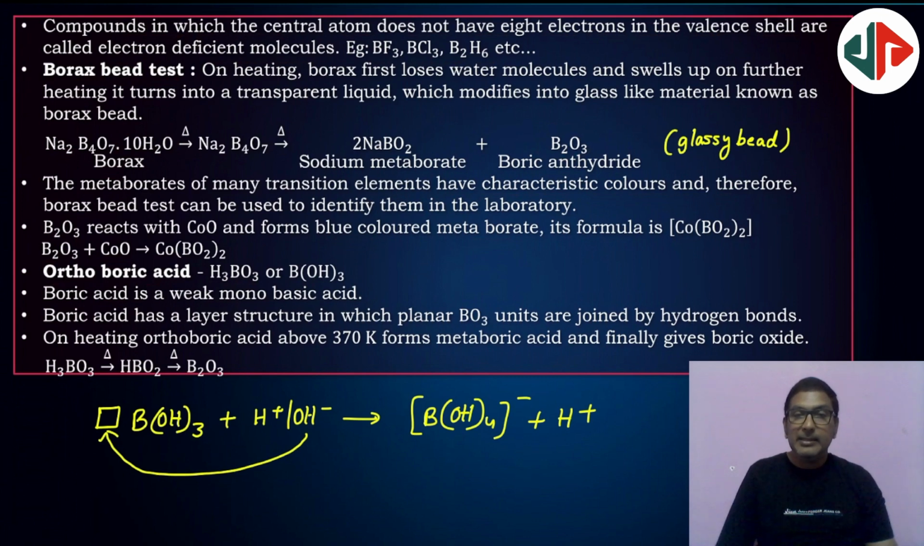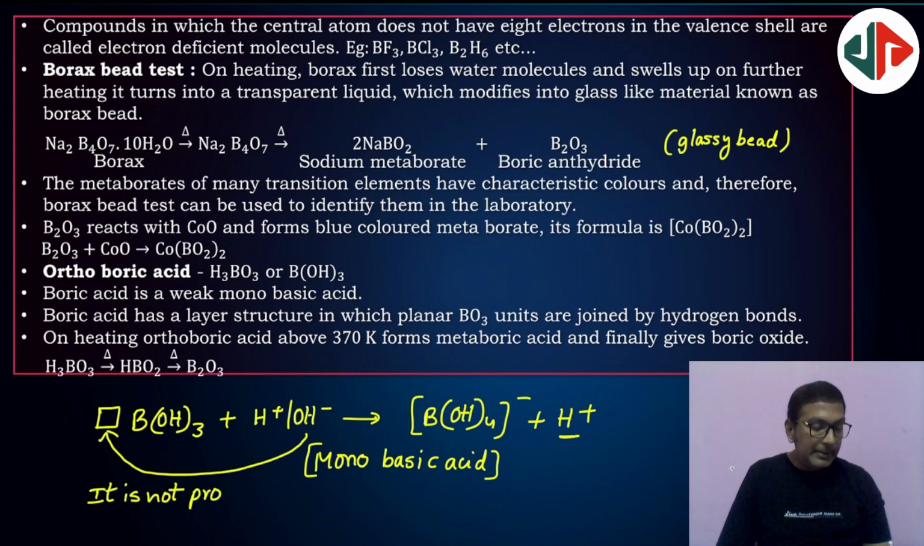Since it accepts only one OH−, it is a monobasic acid, and obviously it releases only one H+. So one molecule of boric acid can release one H+. Therefore it is a monobasic acid. So this is not a protonic acid. Remember that. It is not a protonic acid.